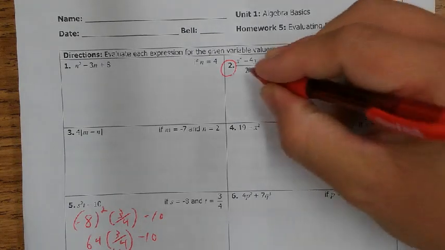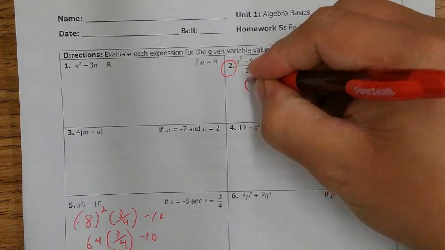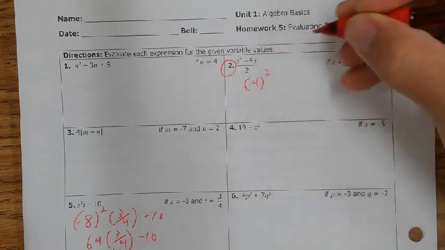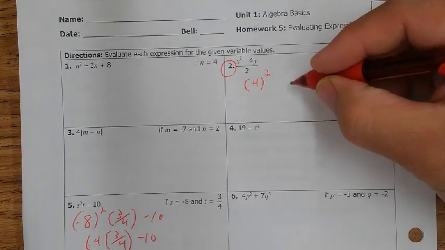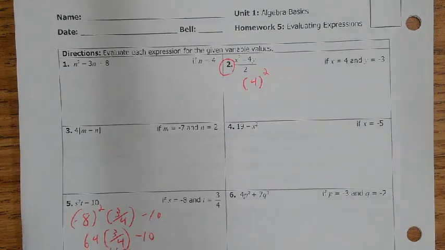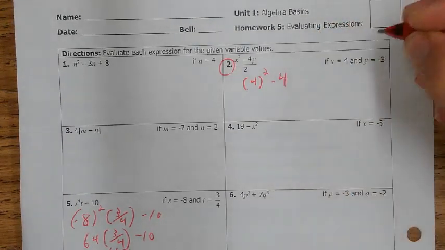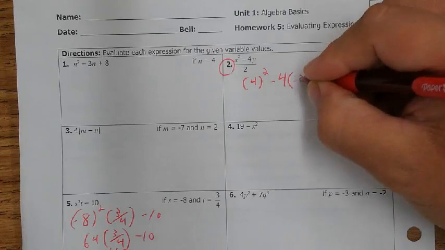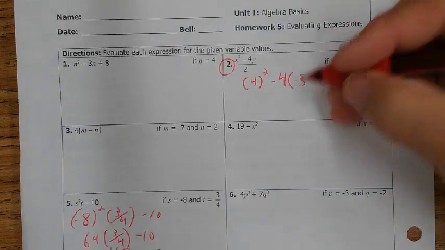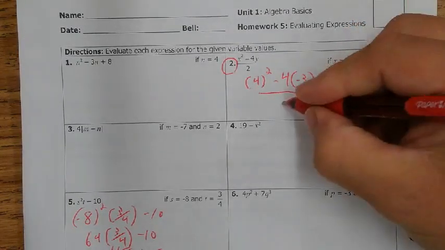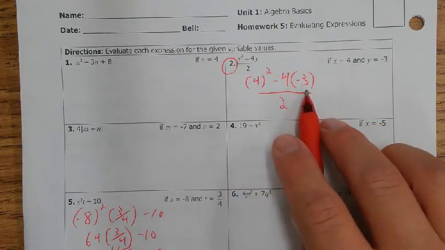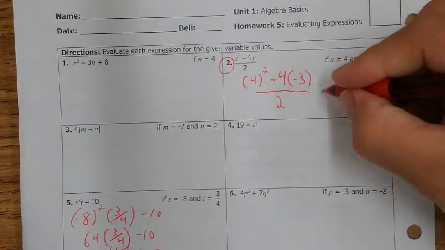So we're going to put 4 in for x, so that's going to be (4). And then since the x is squared, we're going to put a little 2 at the top to show that it is to the second power. And remember, 4 squared means 4 times 4, not 4 times 2. Minus 4 times negative 3 over 2. So I put in the 4 for x, a negative 3 in for y. So hopefully that makes sense.